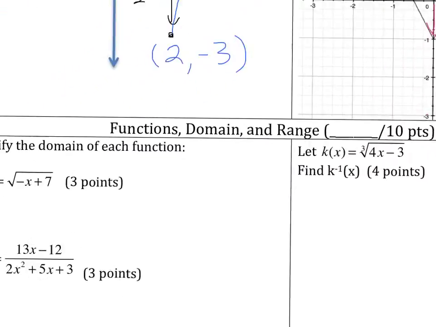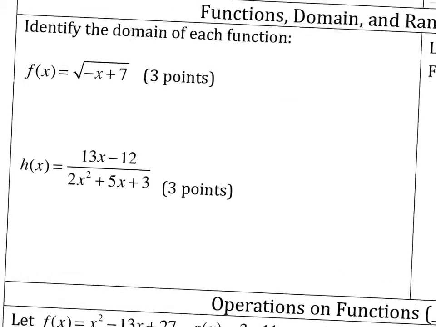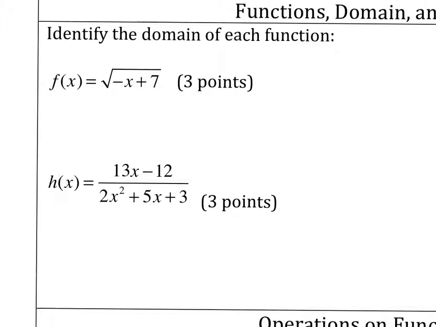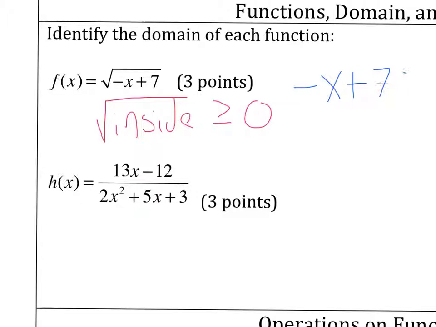Our third question asks about the domain and range of a couple different functions. First of all, we've got a square root function, and the rule for every single square root function is the same. The stuff inside the radicand has to be greater than or equal to 0. That gives us an inequality: negative x plus 7 is greater than or equal to 0. Solving that, let's add x to both sides to get rid of that negative. 7 is greater than or equal to x.